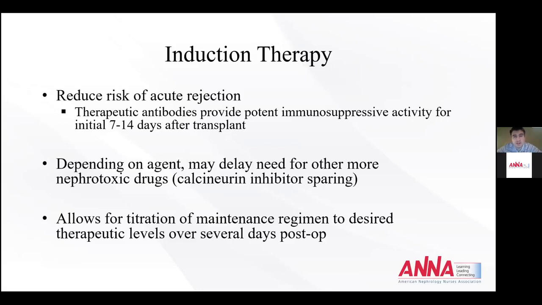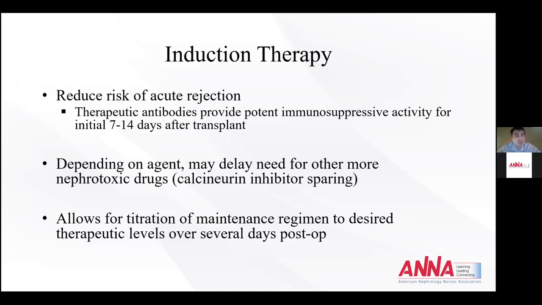So we do a lot of stuff ahead of time to give you wiped out immunosuppression so that you won't have immediate rejection. It does greatly reduce the risk of acute rejection. The therapeutic antibodies do provide potent immunosuppressive activity, and it can last sometimes between a week to 2 weeks after transplant. So we're constantly monitoring white blood cell counts and all cell line counts.